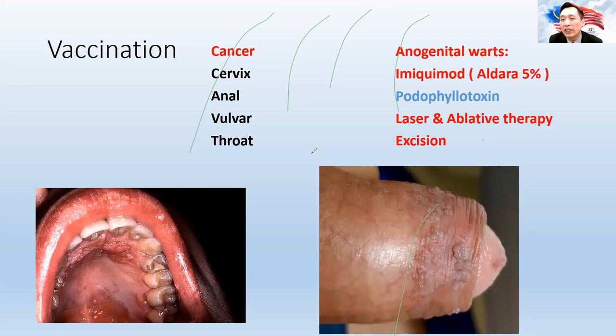If there is an anogenital wart, you can give Aldara, or you can give podophyllotoxin, but I cannot find podophyllotoxin most of the time. I'm so sorry. Or you can do laser to remove the warts, or you can excise them.